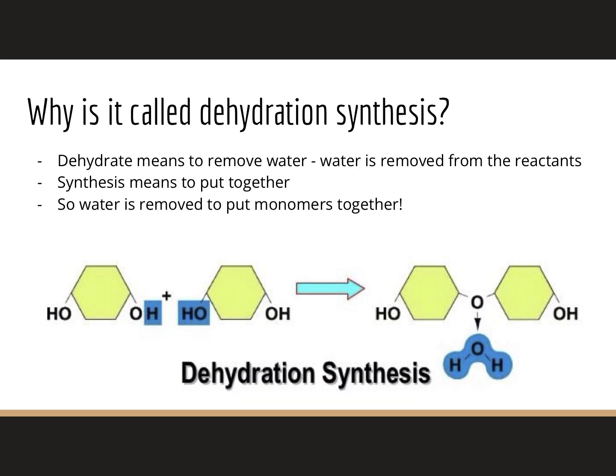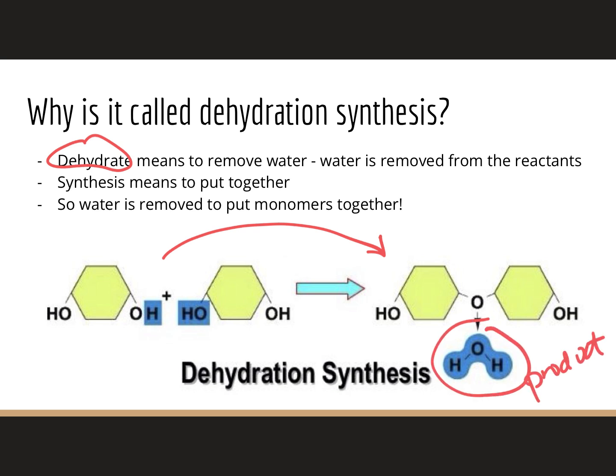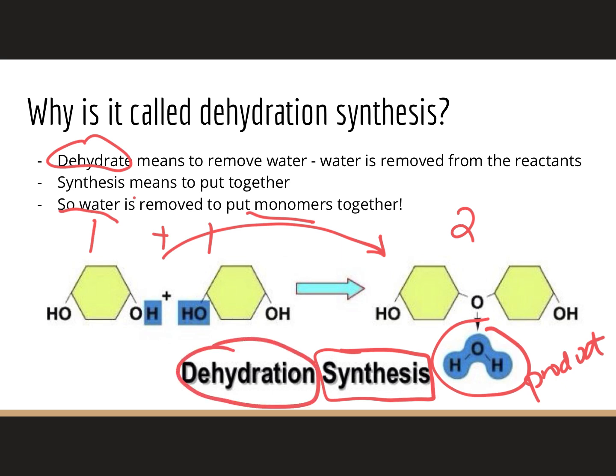Why is it called dehydration synthesis? Well, remember, dehydrate means to remove water. So through this process, water is removed. It is a product that is created. Synthesis means to put together. So here I have one, and I'm putting them together to be a single piece. They're bonded together. Water is removed and monomers are put together, which is why we call it dehydration synthesis.